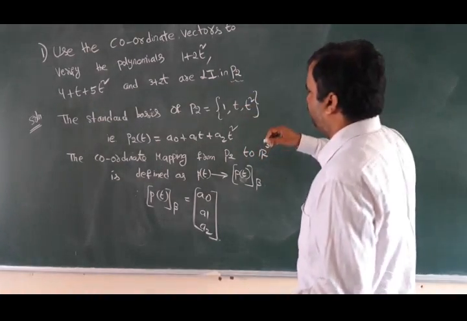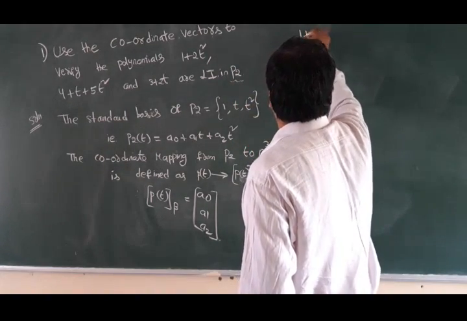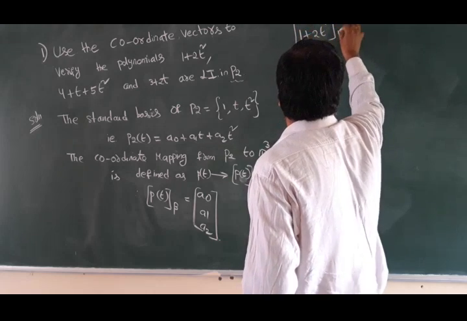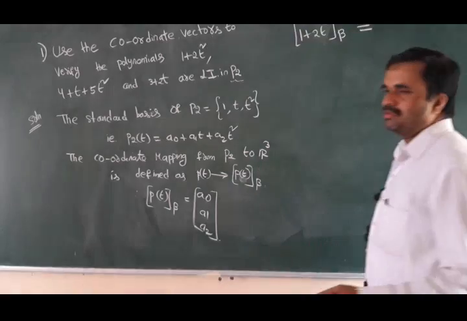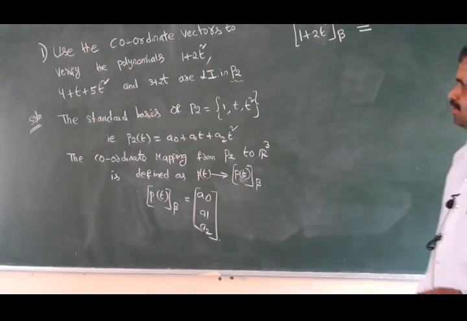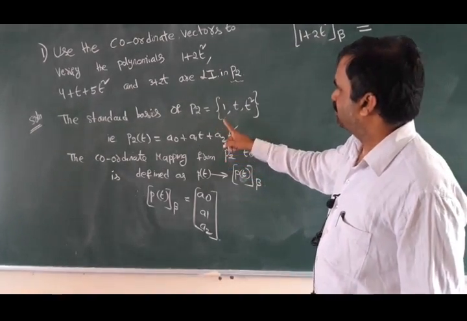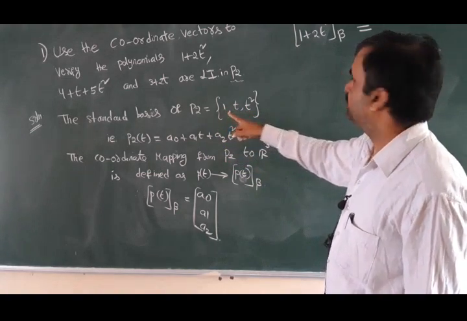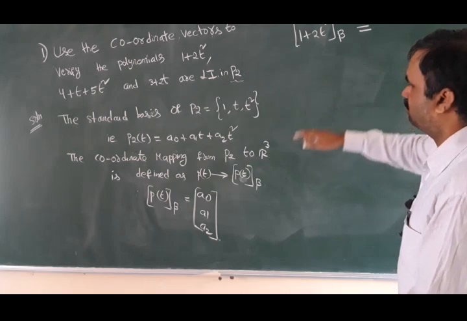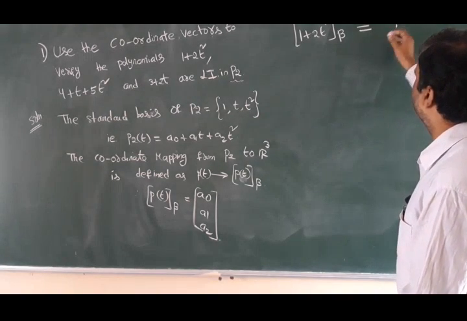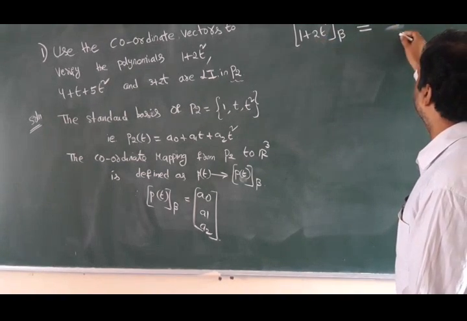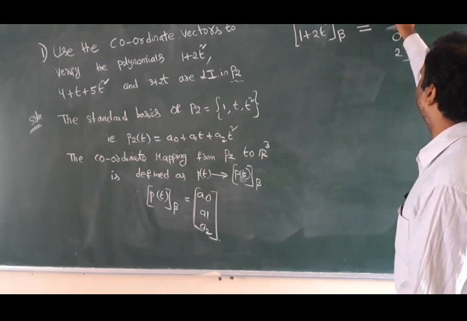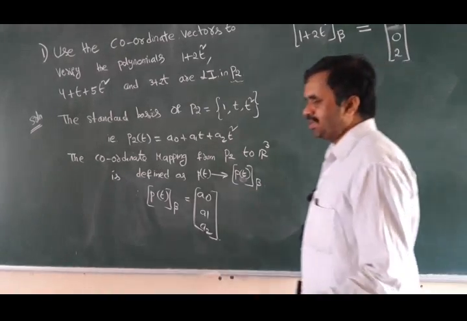First polynomial we already have: 1 plus 2t square with respect to beta. Coefficients we have to write. What is the coefficient of the constant? 1. Next, what is the coefficient of t? 0. t square: 2. So it is a column vector. We got one column vector.